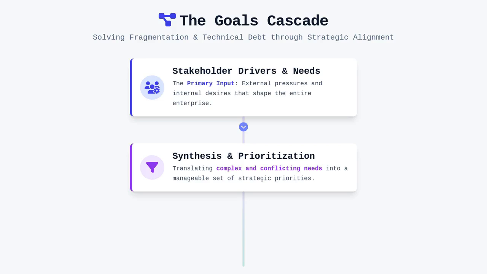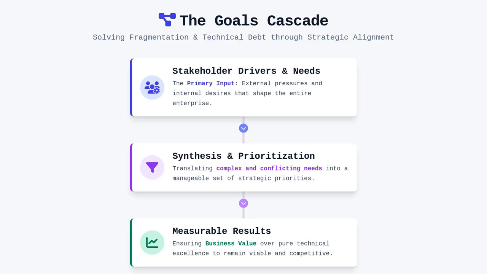Stakeholder needs are complex and often conflicting, so they must be synthesized into a manageable set of priorities. These needs act as the primary input that dictates what the enterprise must accomplish to remain viable and competitive in its specific market. Without this mechanism, IT often operates in a vacuum, focusing on technical excellence rather than business value.